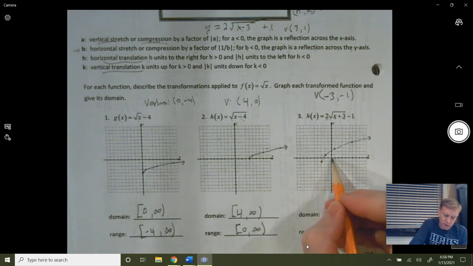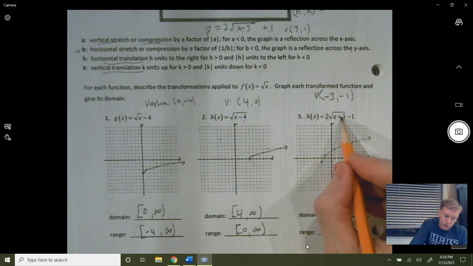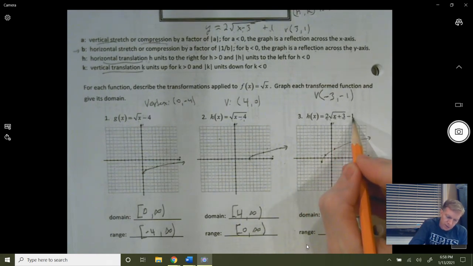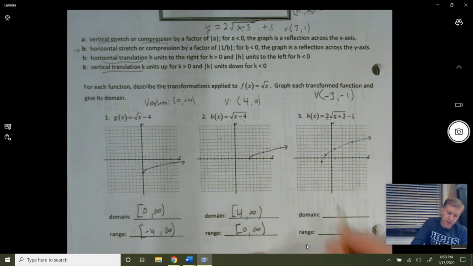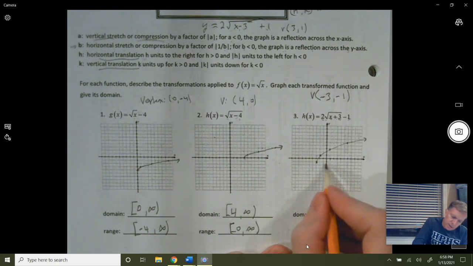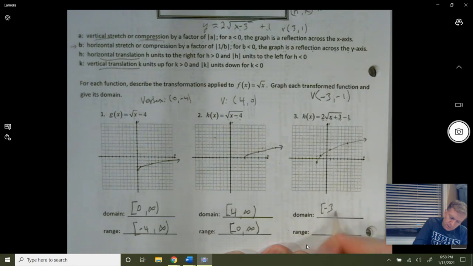Let's plug in 1 just to be safe. Plug in 1. 1 plus 3 is 4. Square root of 4 is 2. 2 times 2 is 4. 4 minus 1 is 3. And that's up 3. Okay? So if you don't remember that pattern, you can always plug in values. Okay? So our domain is everything x is always greater than negative 3. And our range y is always greater than negative 1.